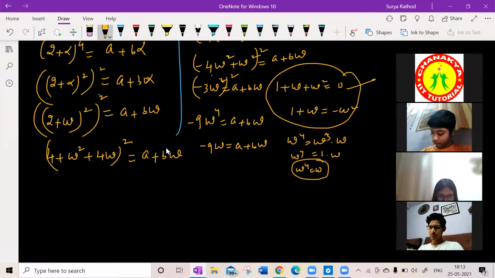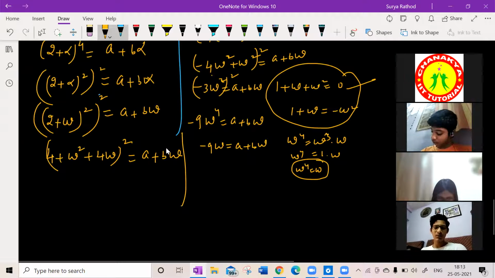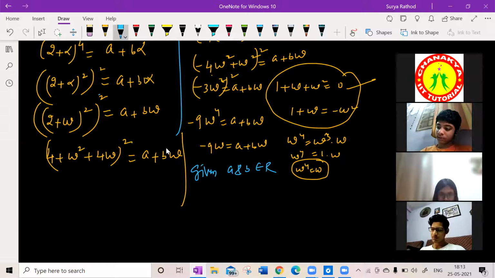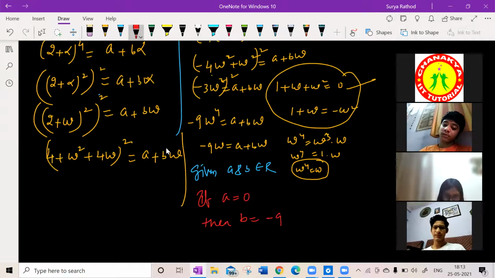Look at this here now. Given a and b could be any real number. That is what the question gives. So a and b is what? Any real number. So if a is equal to 0, then b is equal to what? Minus 9? Not minus 9. Look at this here.